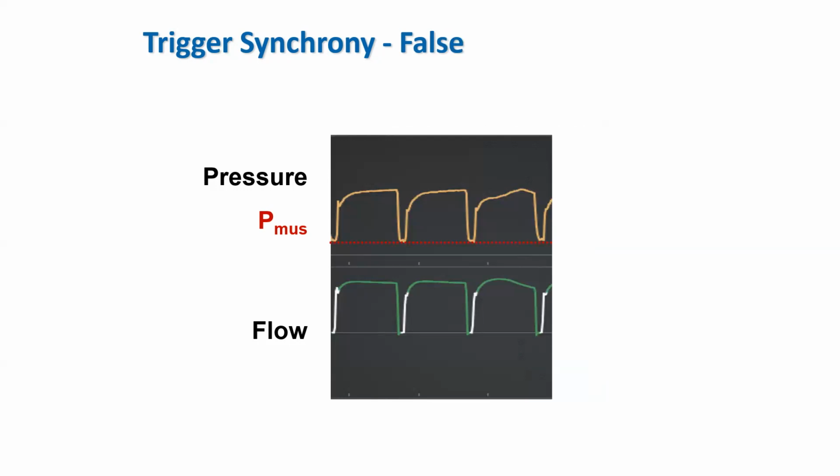What do you think's going on here? Well, we see a whole bunch of breaths all stacked together with no time to exhale. What is going on here? Well, this is a false triggering, probably due to a large leak. False meaning that the patient didn't do it. You can't do it because PMUS is 0. In this case, the patient isn't making any effort whatsoever.